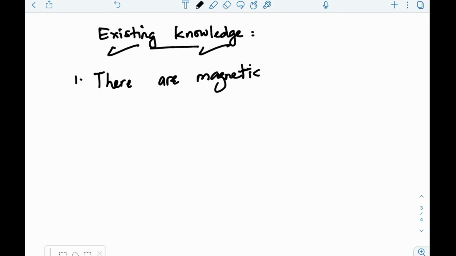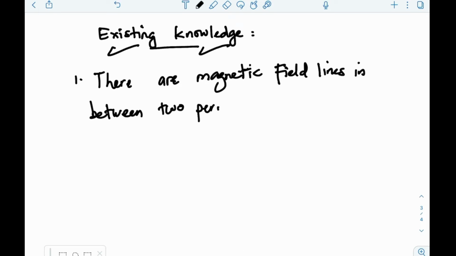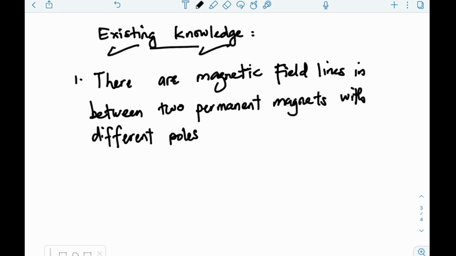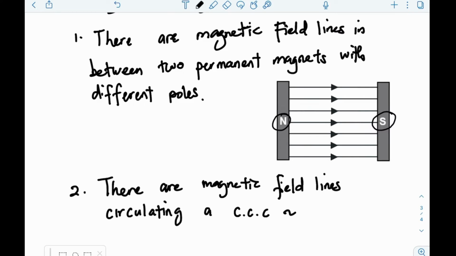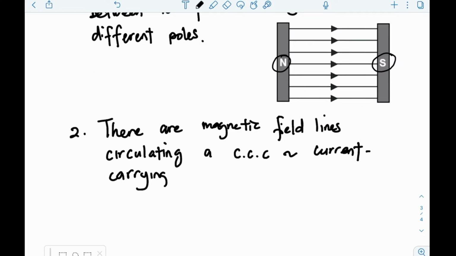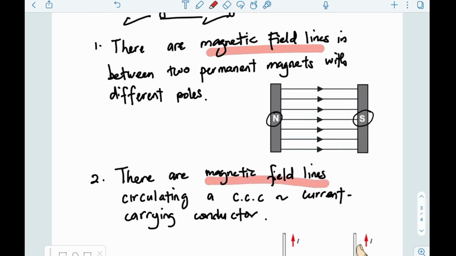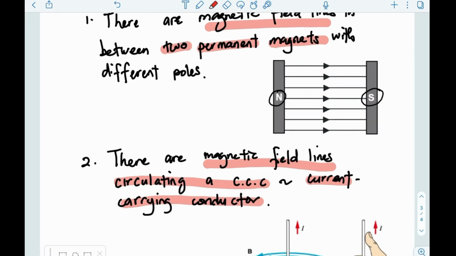Number 1, there are magnetic field lines in between permanent magnets with different poles. Number 2, there are magnetic field lines circulating a CCC, or current carrying conductor. So, there are two types of magnetic field lines: in the magnet and in the current carrying conductor.